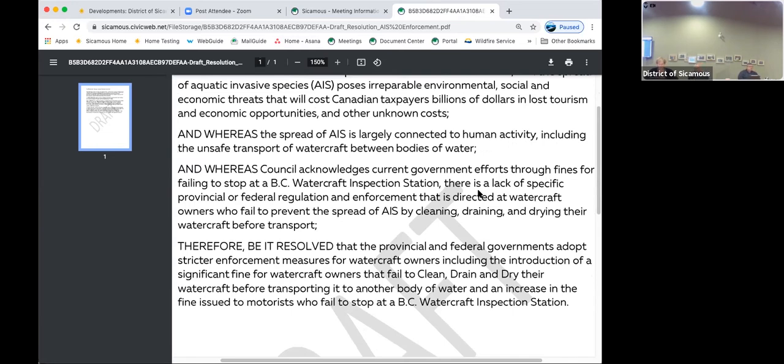Yeah, I also had a friendly amendment to suggest, where it says therefore be it resolved that the provincial and federal governments adopt, and then add the word increased and stricter enforcement measures. That way it broadens enforcement, not only makes it stricter, but broadens. Okay, so I'm suggesting add the words increased and.